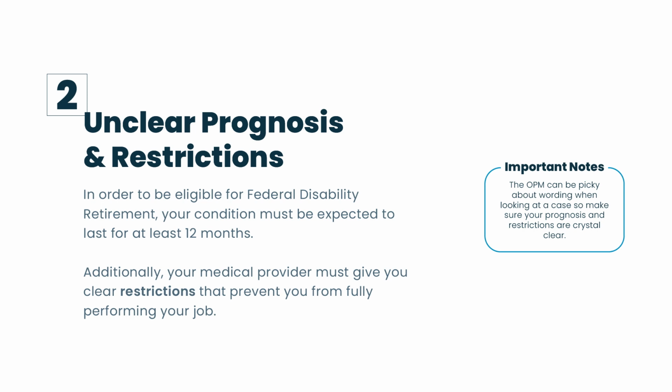The second mistake is if your application includes unclear prognosis or restrictions. So in order to be eligible for federal disability retirement, your condition must be expected to last for at least 12 months. Additionally, your doctor or medical provider should have clear restrictions that prevent you from fully performing your job duties. OPM can be really strict about wording when looking at a case, so make sure that the prognosis and restrictions are very clear and that it lines up with specific job duties that you're not able to perform.